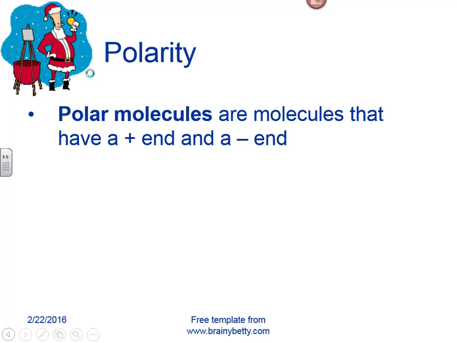Okay, so we've talked about different kinds of bonds within the molecule. You could have ionic bonds. You could have polar covalent bonds, or you could have nonpolar covalent bonds. Depending on what kind of bonds you have, and one other qualification, it turns out that you can also have a molecule that is polar or not. A polar molecule is an entire molecule that has a plus end and a minus end. So instead of just having a bond that's polar, you can have an entire molecule that's polar.